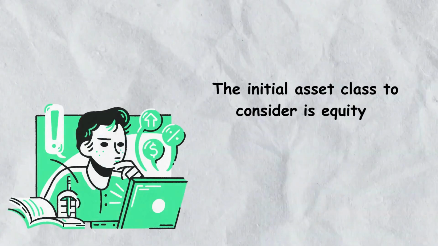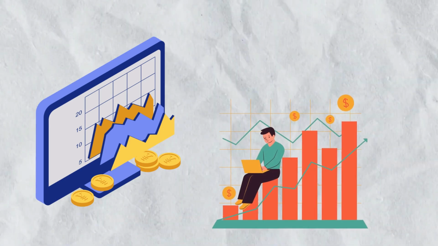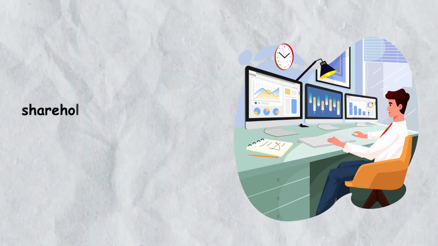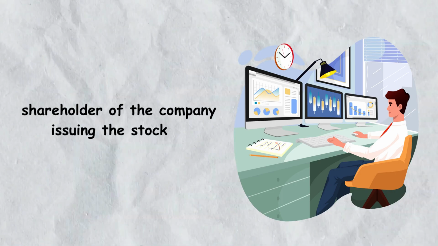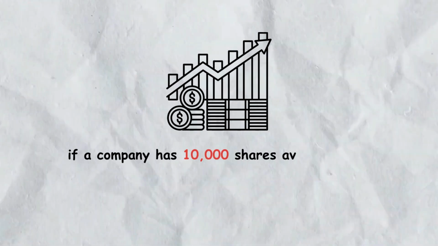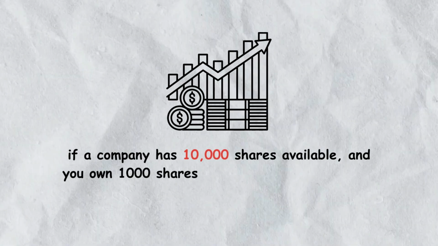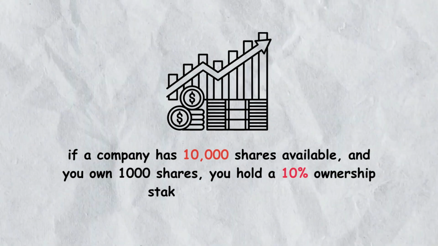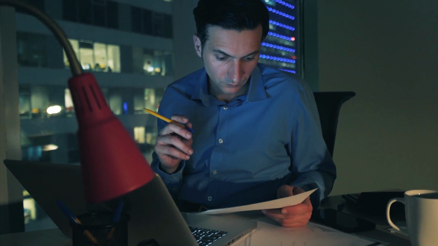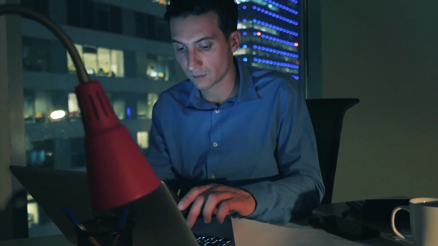The initial asset class to consider is equity, also known as stocks or shares. When you invest in equity, you become a co-owner or shareholder of the company issuing the stocks. For instance, if a company has 10,000 shares available and you own 1,000 shares, you hold a 10% ownership stake in the company. As an equity investor, there are two primary ways to earn returns.